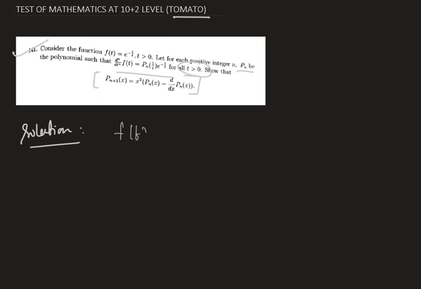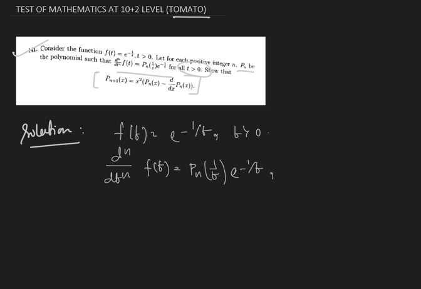Here we are given f(t) equals e to the power minus 1 by t, where t is greater than 0. And given that d^n/dt^n f(t) equals Pn(1/t) e to the power minus 1 by t, where t is strictly positive.